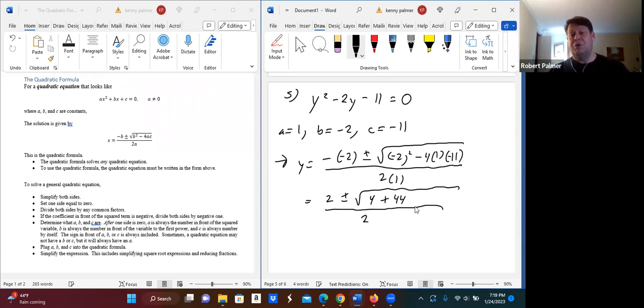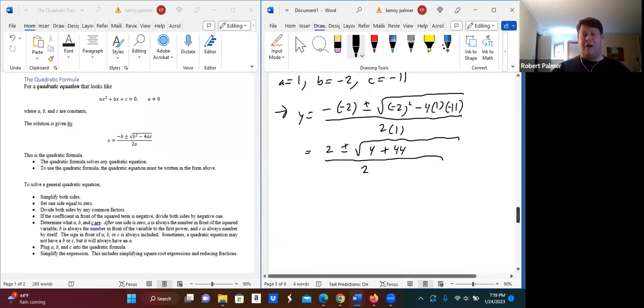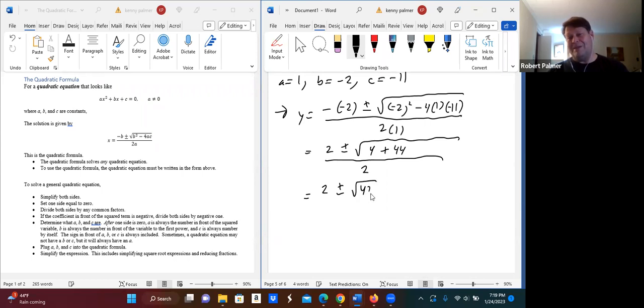And then this is all over 2. Okay. Now I chose this one. Let's see, we have to do a little more simplifying. Okay. Now, once again, let's simplify what's under the radical sign. So 2 plus or minus the square root of 48 over 2. Now here, this time, our discriminant is the number 48, which of course is bigger than 0.